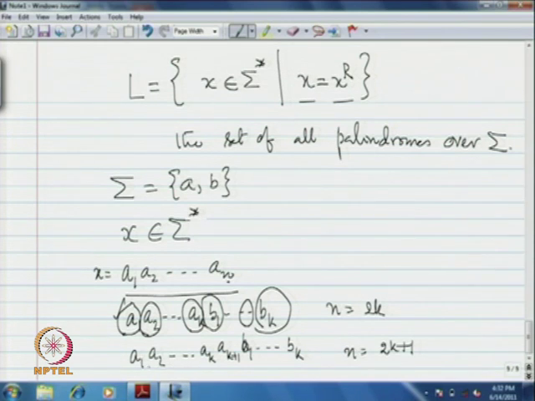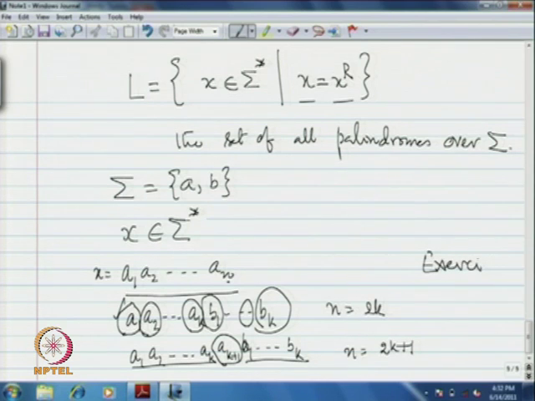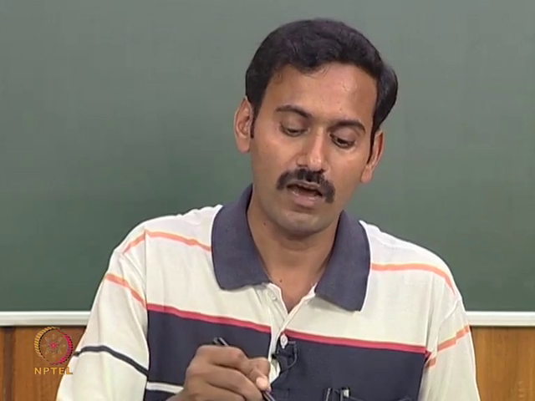In case of odd length, the same situation holds on either side, and a k plus 1 can be anything between a and b. Now, you can think of production rules for the set {a, b} and give a grammar which generates palindromes. Try this as an exercise. And hence you can extend this for any arbitrary alphabet sigma.